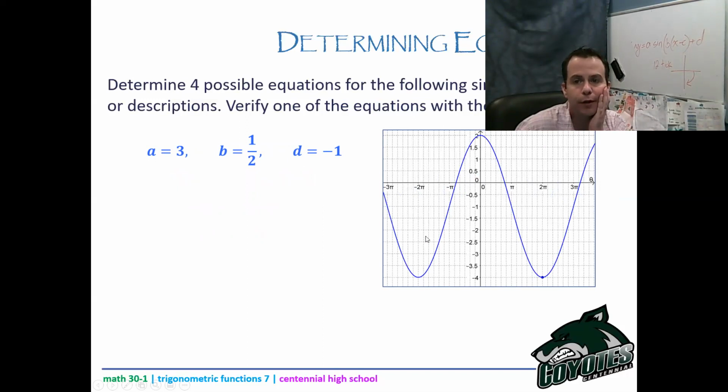If I look here, I'm going from -2 pi to 2 pi. So I have a period of 4 pi. A period of 4 pi would give me a B value of 2 pi over 4 pi, which is where I'm getting the 1/2. Okay, try and write your equations. And here they are.